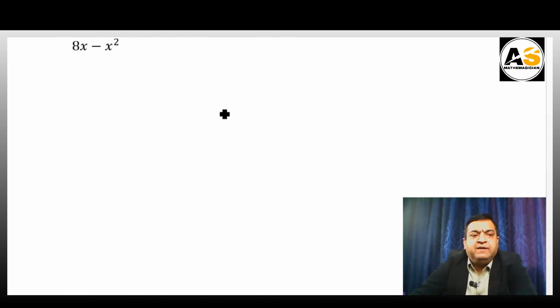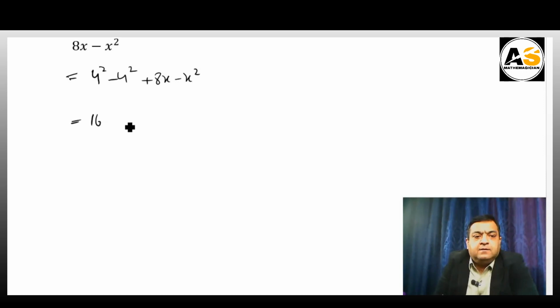Second example of same case. Now half of coefficient of x is 4. Its square will be added and subtracted. What we will get? We will get 16 minus 16 plus 8x minus x square and this will give us 16 minus, 1 will be common, x square minus 8x plus 16.